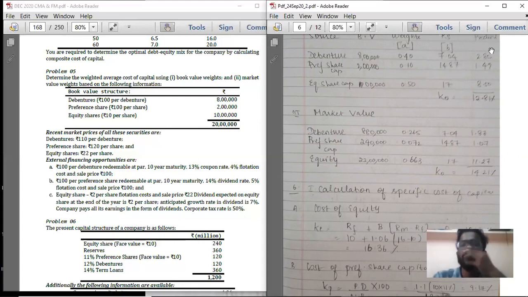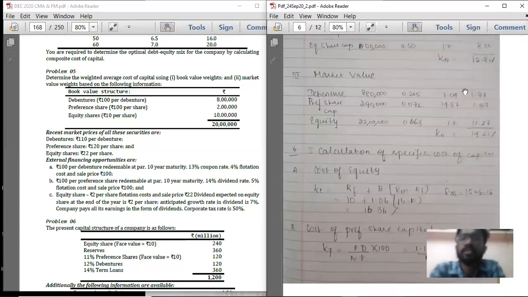Now multiply A into B, you will get product. 0.4 into 7.04, in respect of product column record 2.80. Then 0.10 into 14.87, in respect of product record 1.49. Then 0.5 into 17, in respect of product column record 8.5. Now total 2.8 plus 1.49 plus 8.5. Product column total is 12.81%. In respect of the 12.81% record KO. So this is the overall cost of capital under book value weights.